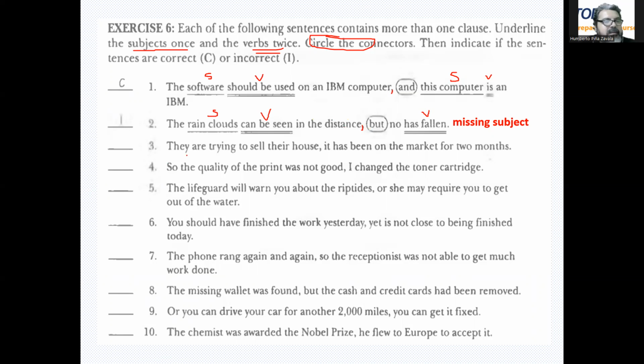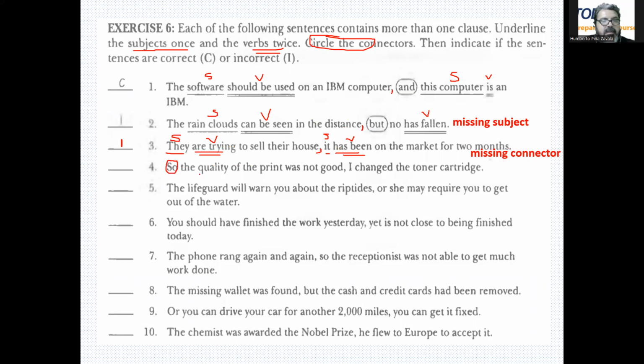Okay, now that we're back, we got they are trying to sell their house, comma, it has been on the market for 2 months, right? We got subject, verb, comma, but there is no connector. So, that's incorrect.